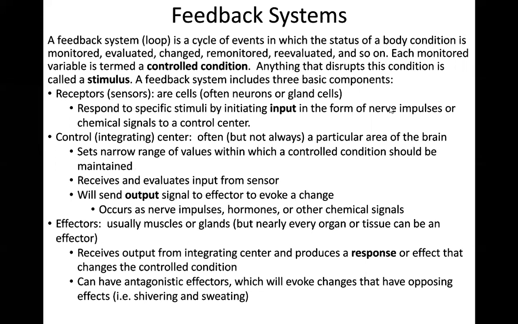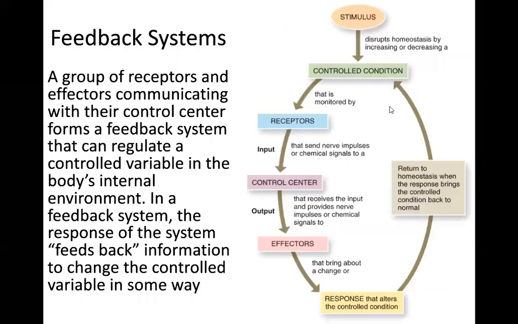Okay. And if we see a change occurring to our body as a result of a stimulus, we're going to employ a feedback loop, which involves three basic components. Here's what it looks like. I'll bounce back and forth. Okay, so a stimulus here at the top of our figure disrupts homeostasis by increasing or decreasing a control condition. We could pretend it's heart rate, we could pretend it's blood pressure, body temperature, doesn't matter at this point.